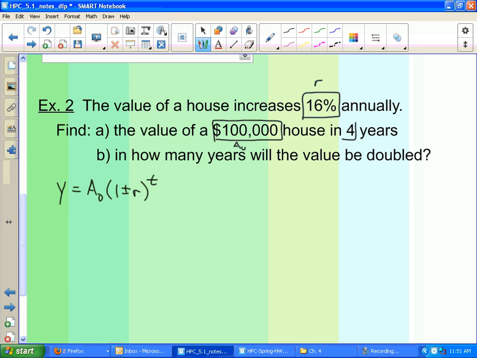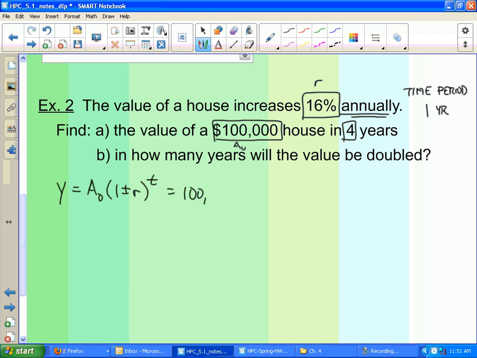And then here, now how do I know that 4 does not represent a time period? There is a word telling me what my time period is. Annually, very good. So this right here tells me that my time period is 1 year, meaning it's changing its amount after a year. So I have everything I need to be able to fill this in.